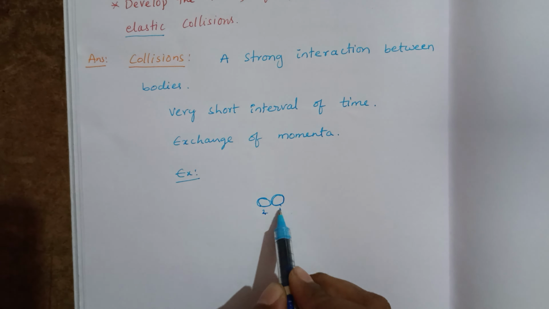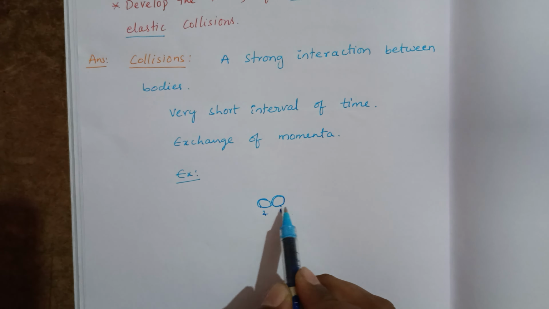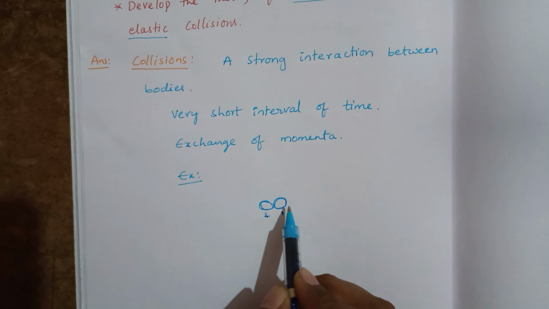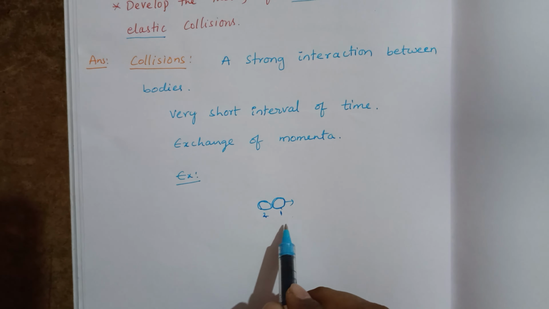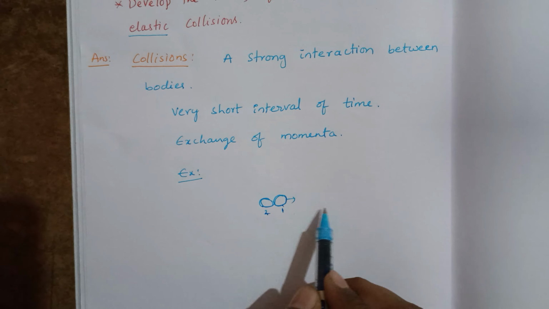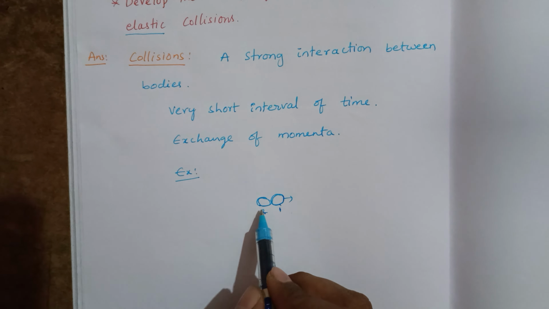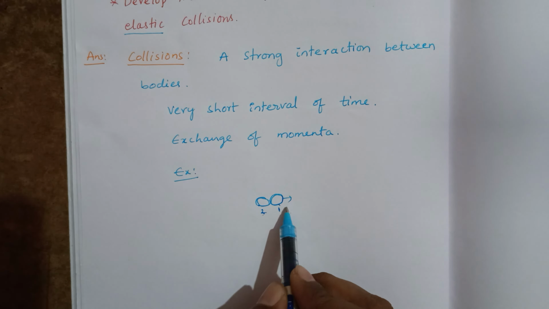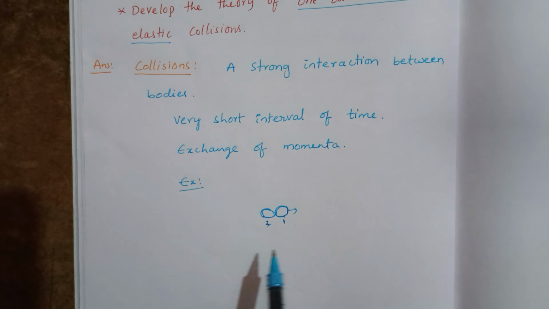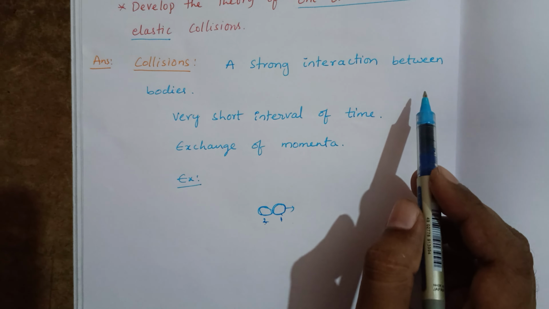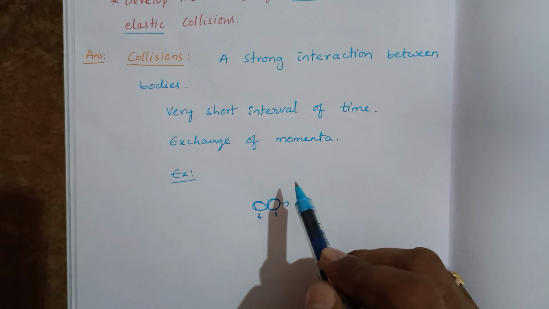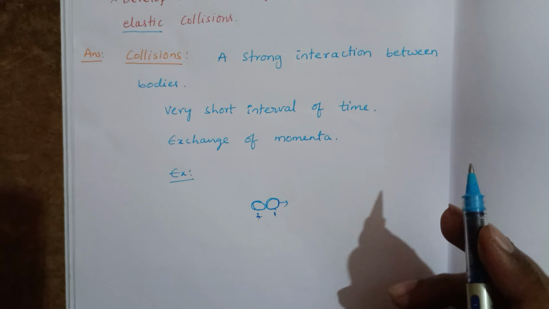Whenever the first ball is at rest or moving with a low velocity and the second ball comes and hits the first ball, what will happen? The first ball starts moving with more speed, and the second ball may come to rest, meaning the second ball gave some momentum to the first ball. That is collisions: a strong interaction between bodies that takes place in a very short interval of time and involves exchange of momenta.